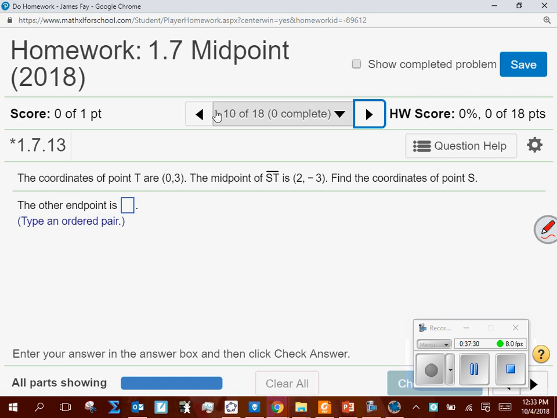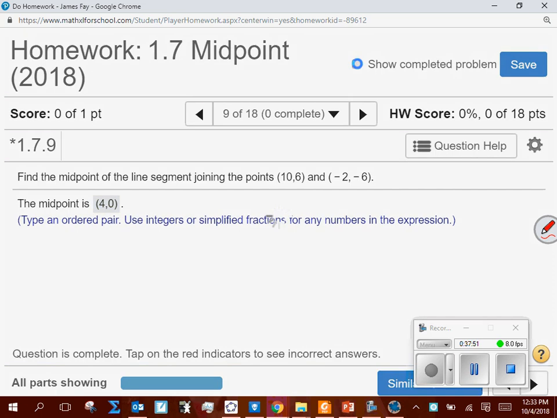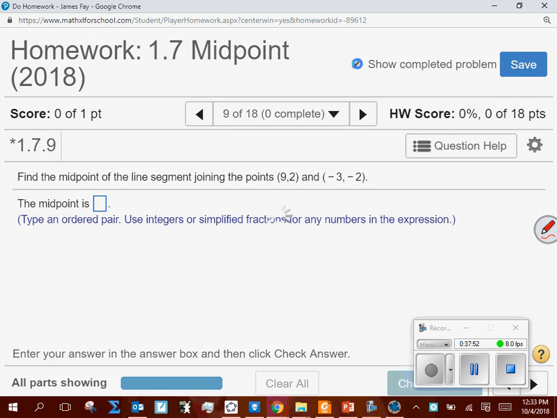Something to talk about is this: find the midpoint of the line segment joining the points 9, 2, and -3, -2. Some of you might go through this, and maybe I get some values that don't work well together and they result in fractions.